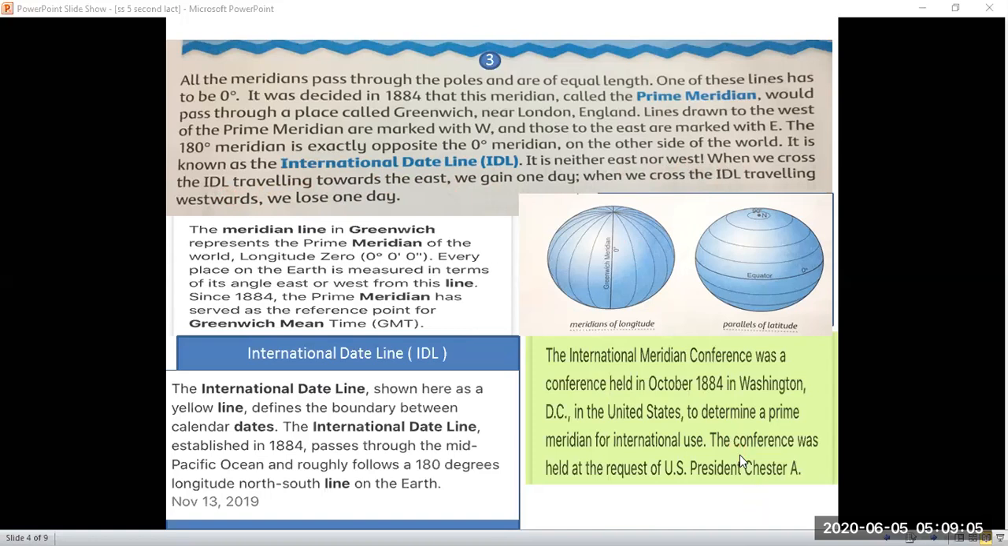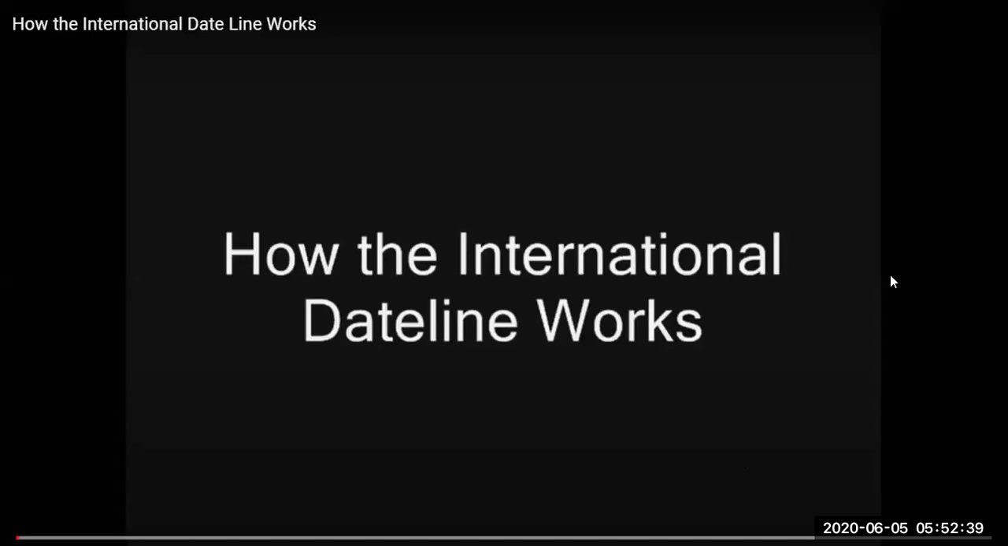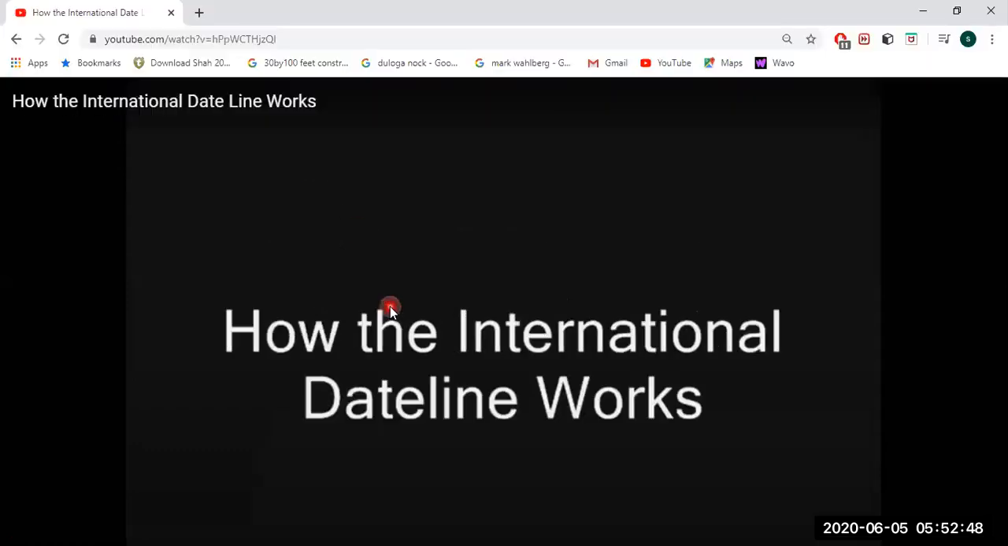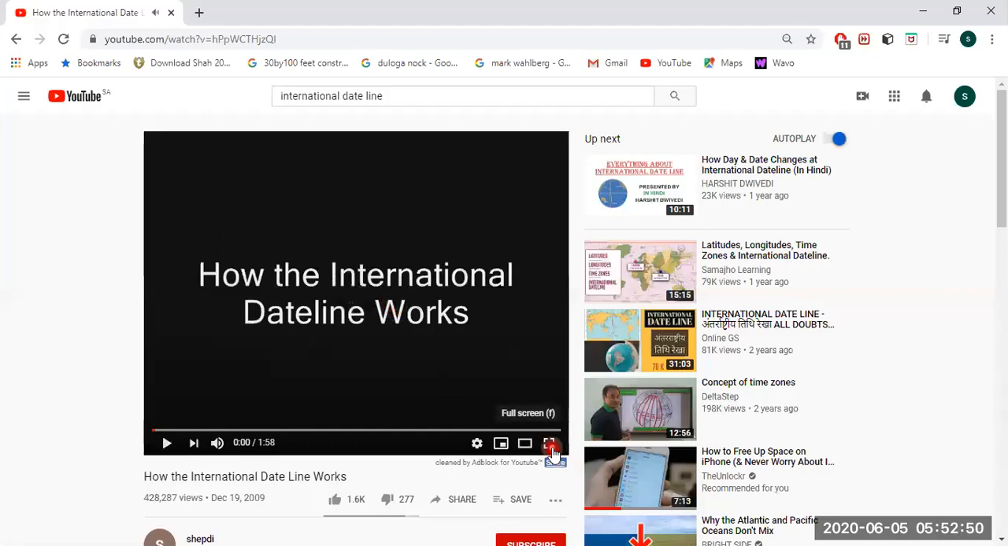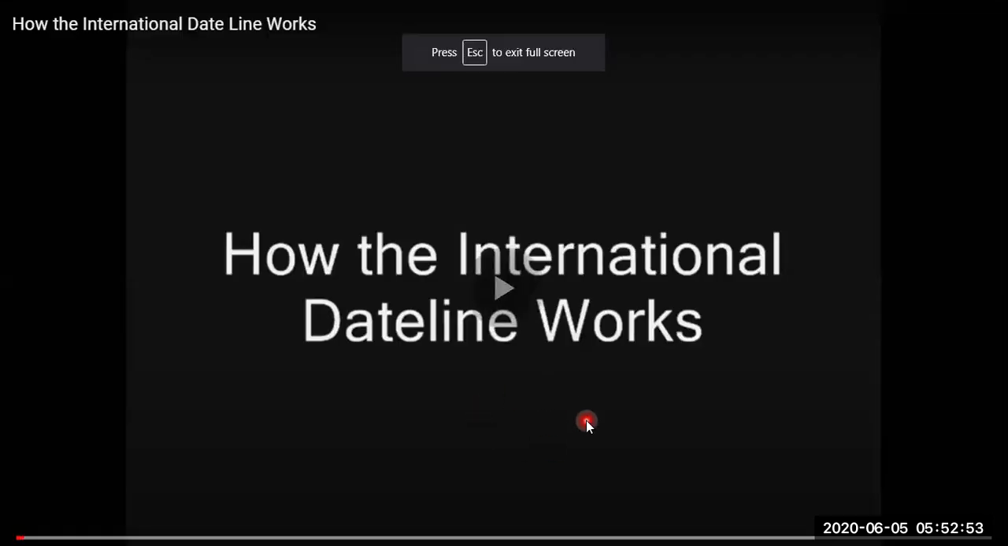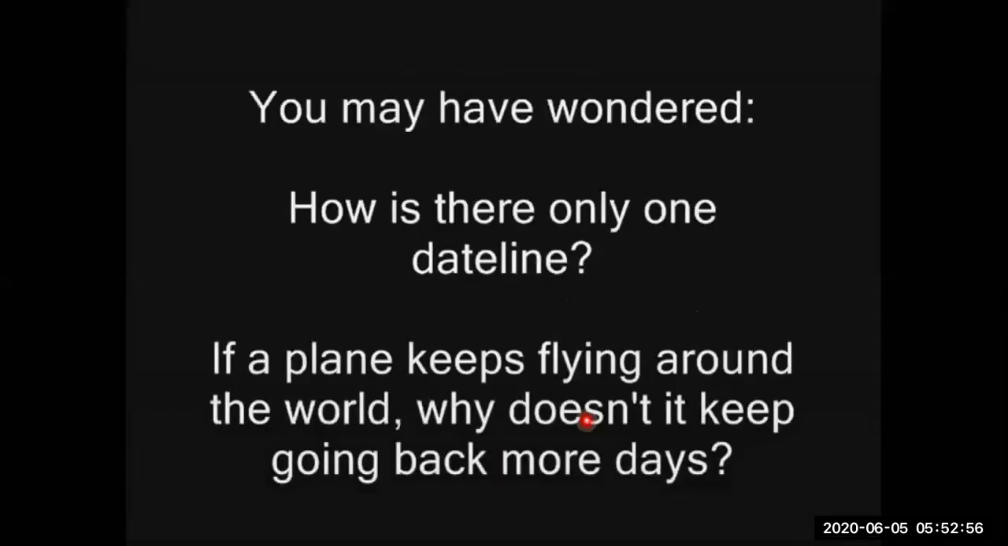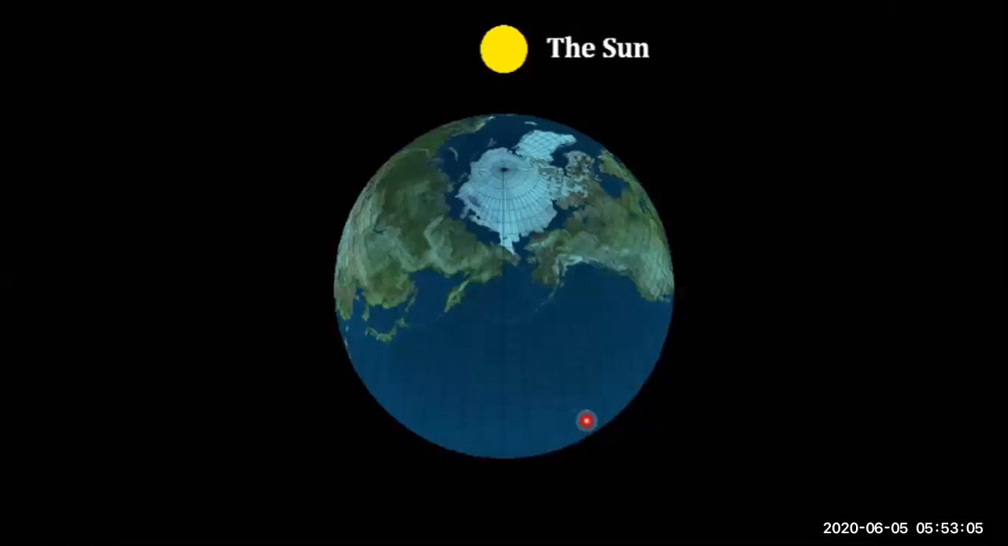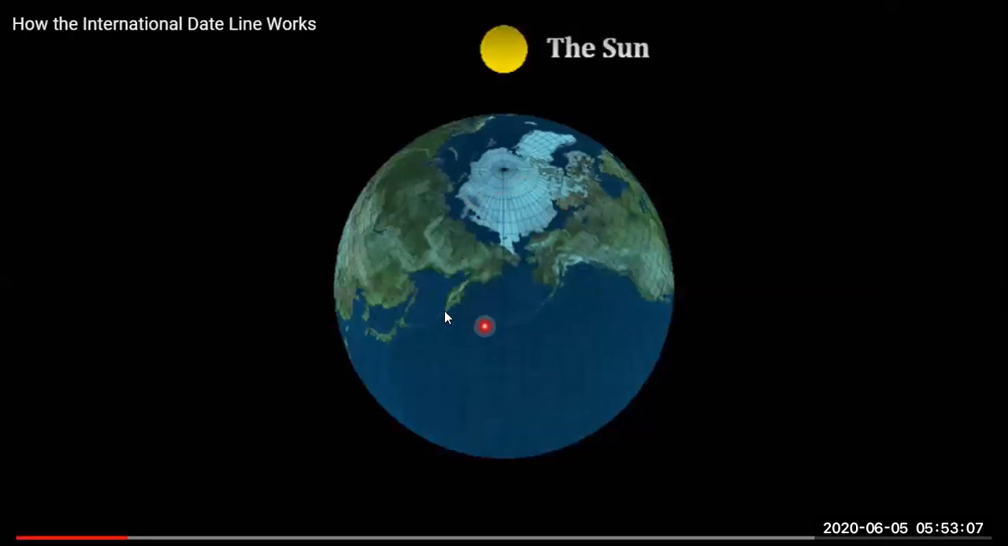Now I am showing you how the international dateline works. You may have wondered, how is there only one dateline if a plane keeps on flying around the world? So here we have a globe of Earth, and here is the North Pole.